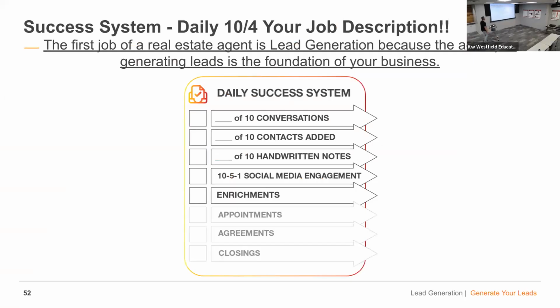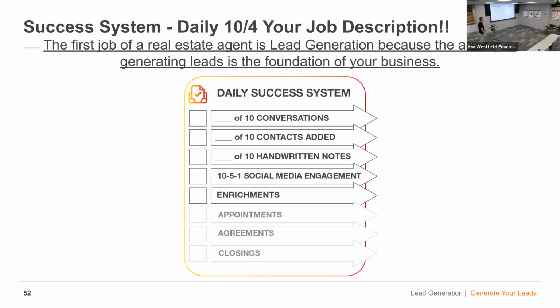Success system. So we talked about this. You probably heard about this. Daily 10-4. This is a very simple formula to make sure you're moving the needle forward with your business. 10 conversations. Conversations, in my mind, are you spoke about real estate. So I don't care if you call someone and you talk to them for an hour. If you did not bring up real estate, that was a casual call.